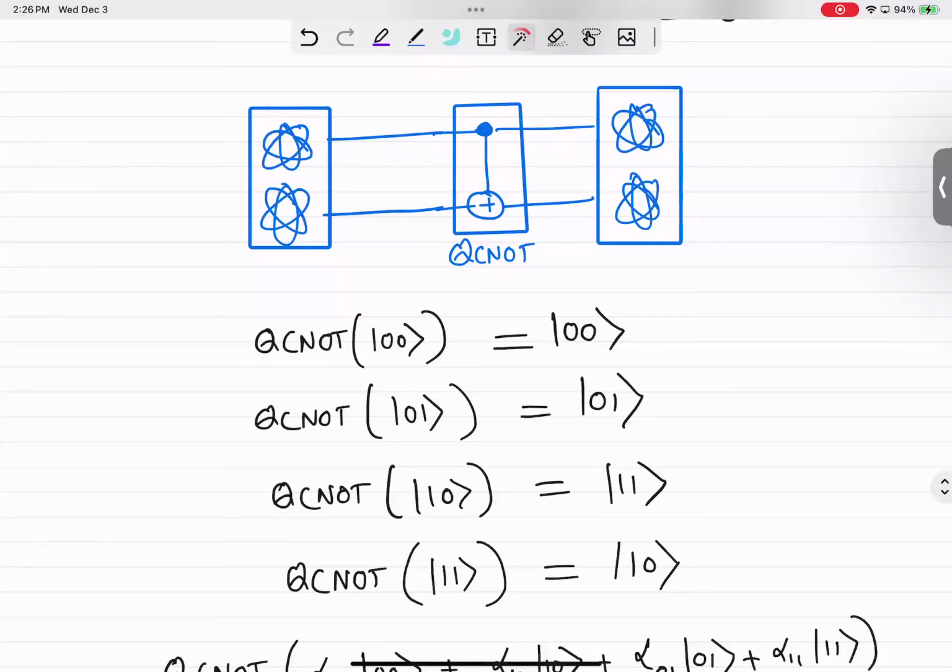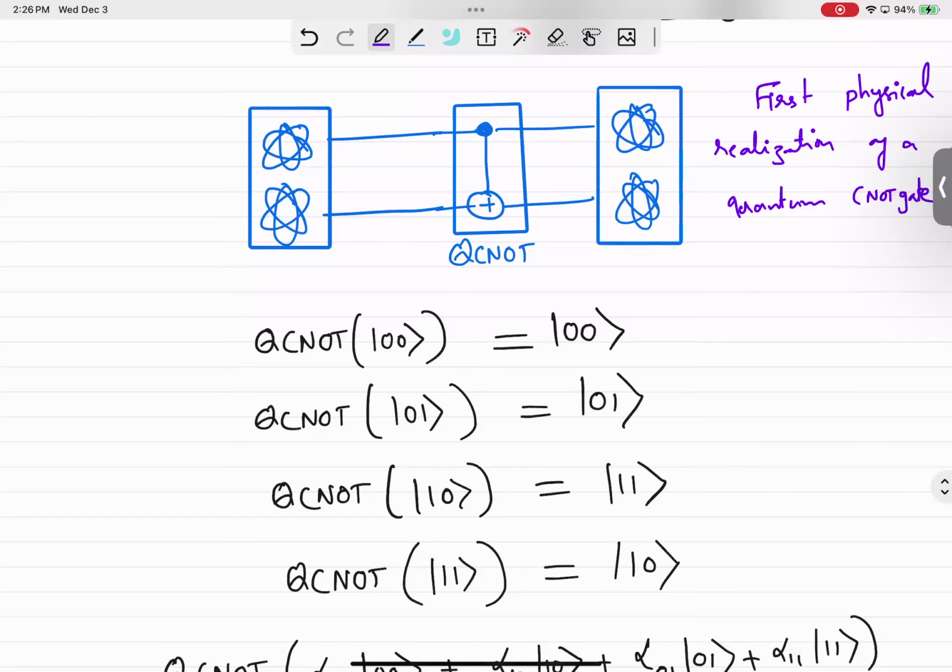Whereas the quantum CNOT gate took a long time, and the first physical realization of a quantum CNOT gate was in 1995. After almost 10 to 20 years of experimental work, people were able to reliably replicate as an experiment the quantum CNOT gate.